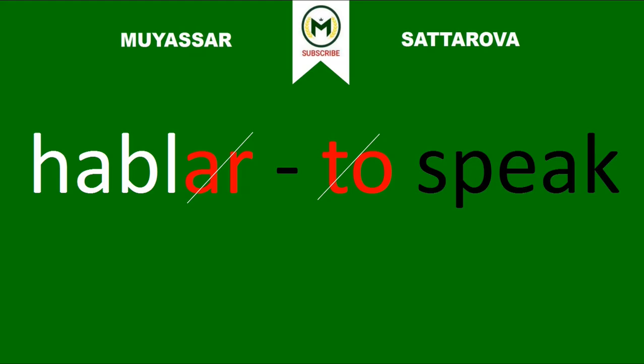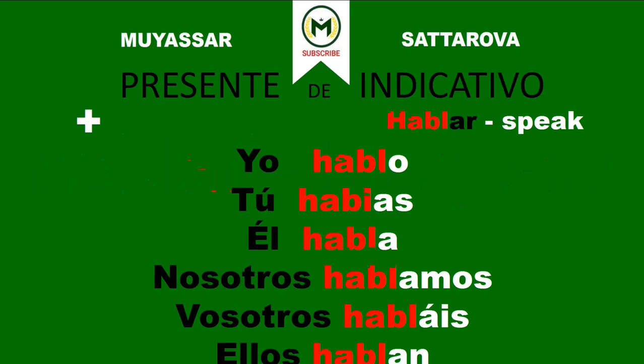Let's start with hablar, which means to speak. To make up sentences, we omit the ending R, just like to in English. Then we'll have to add certain endings to make up sentences.